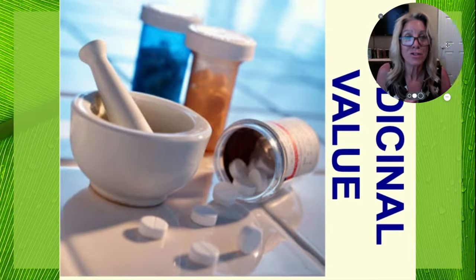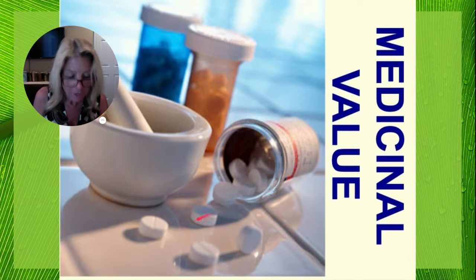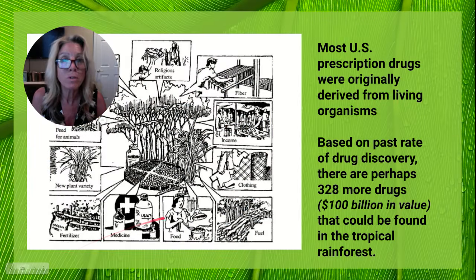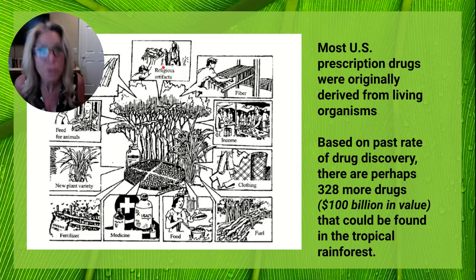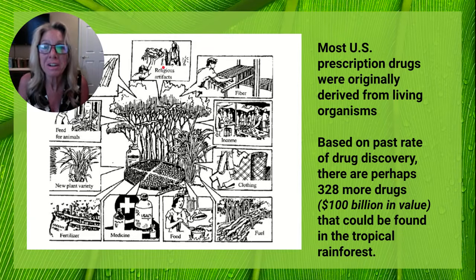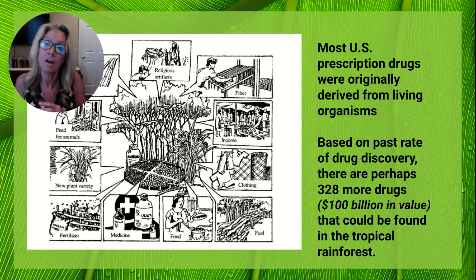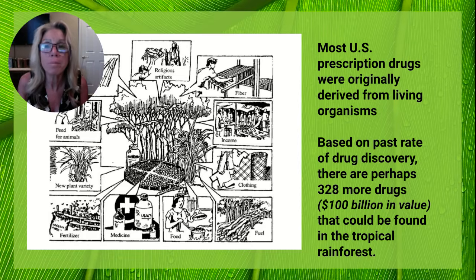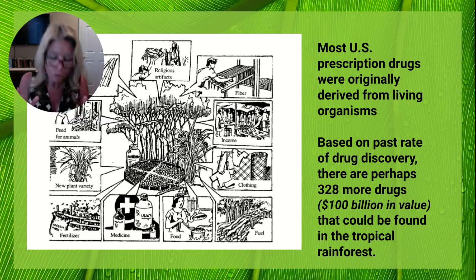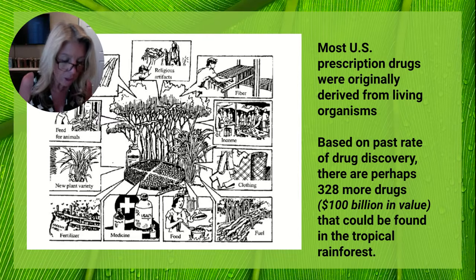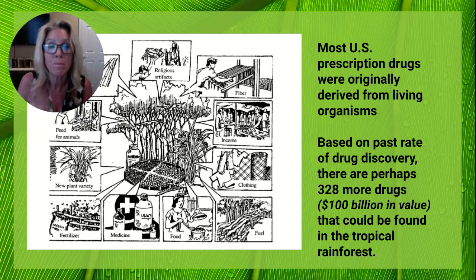So medicinal value. On your notes, the first thing I want you to know is that most US prescription drugs were originally derived from living organisms. So if we are currently eliminating those organisms, probably not a good idea, right? Because they could be a source of new medicines. Based on the past rate of drug discovery, there's about $100 billion worth of value, probably more even today, that could be found in just the tropical rainforest. And then I gave you the rest of those.